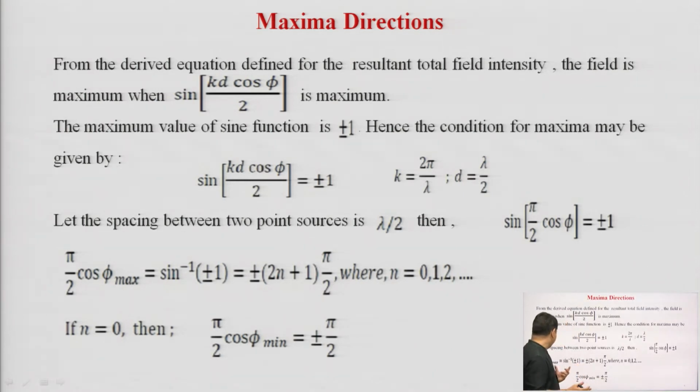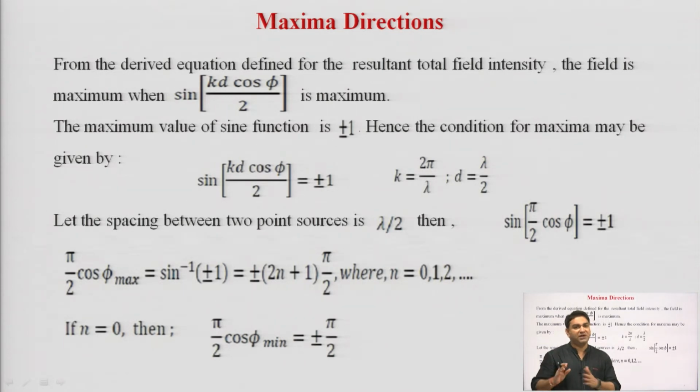So, simply we put here pi by 2 cos phi max is equal to sin inverse plus minus 1, and sin inverse plus minus 1 means plus minus (2n plus 1) into pi by 2, where n is 0, 1, 2, 3, 4 and so on. When n is equal to 0, it is only in that particular condition where we calculate the maxima direction for the major lobe only.